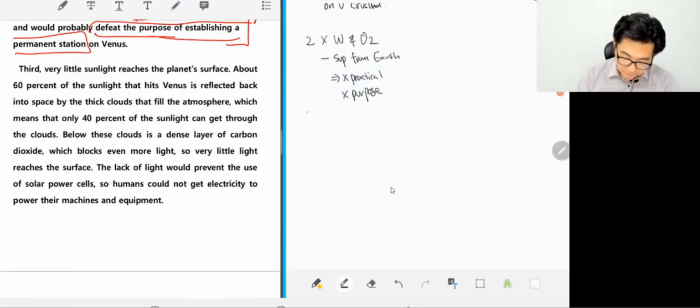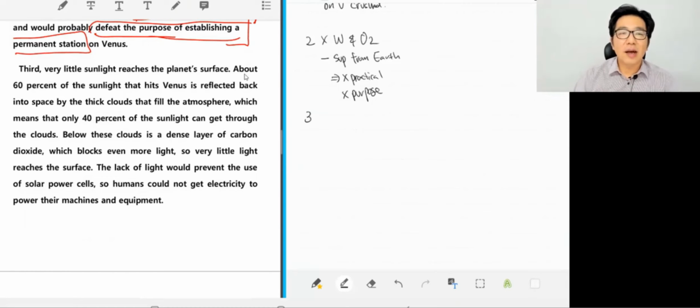Body 3. Let's have a look. Third, very little sunlight reaches the planet's surface. So no sunlight, no oxygen, no water. It doesn't seem like a right place for human beings. Okay, very little sunlight reaches the planet's surface. So we cannot live on Venus's surface. It would be too cold.